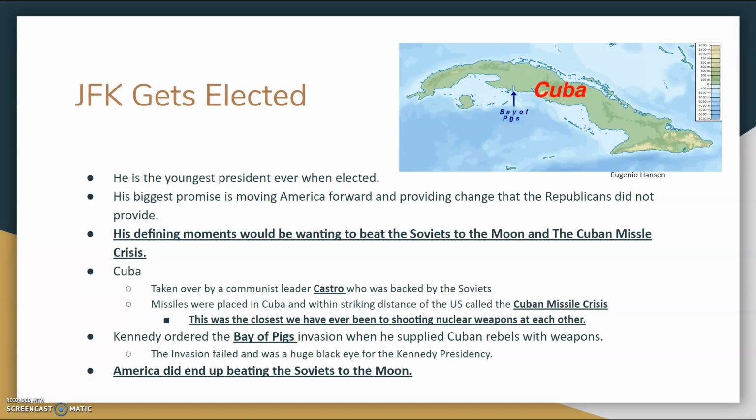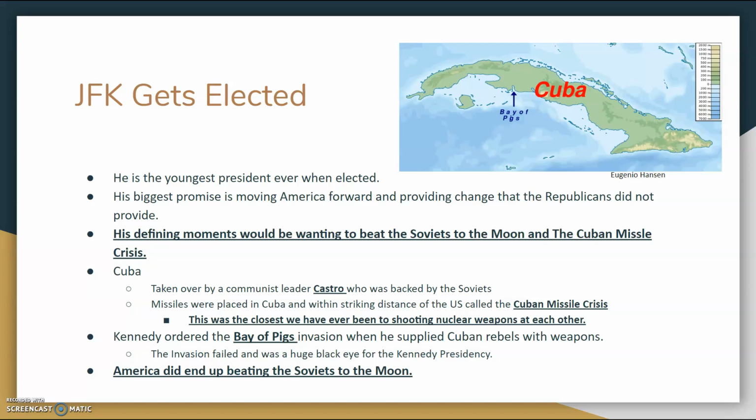And to make matters worse, Kennedy ordered what was called the Bay of Pigs invasion, in which he armed some democratic rebels to go over and try to take over Cuba with the help of American weapons, and that ends up failing. It looks really bad for Kennedy, and it ends up making his presidency kind of look like a failure.